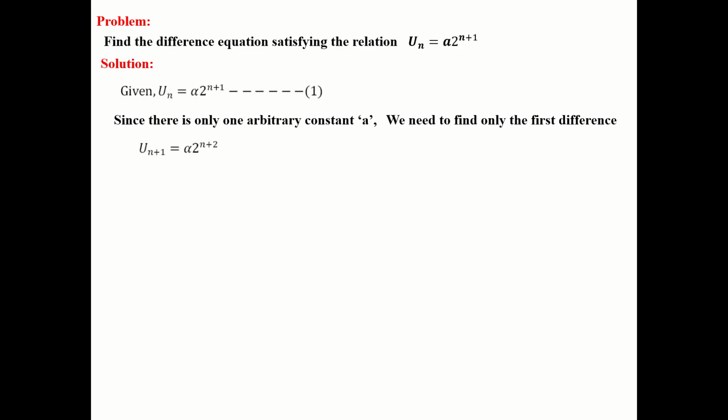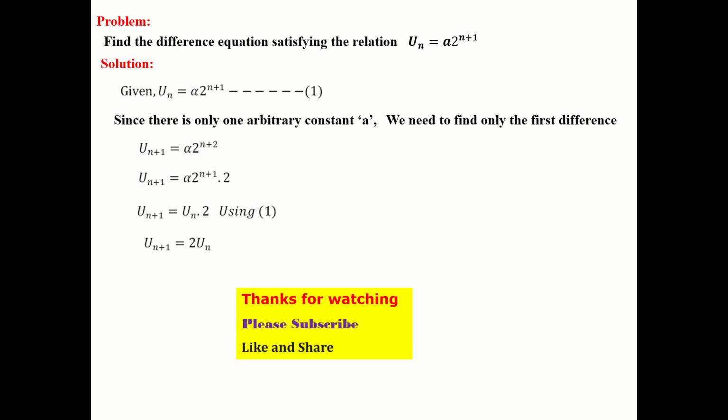So un plus 1 is equal to a into 2 power n plus 2, replacing n by n plus 1 in equation number 1. So you will get this one. That is un plus 1 is equal to a into 2 power n plus 1, separating 2 from 2 power n plus 2, right, into 2. But a into 2 power n plus 1 is equal to un, that is equation number 1, replacing. So un plus 1 is equal to un into 2. So un plus 1 is equal to 2 into un, right? There is no arbitrary constant a. So this is the difference equation for that particular relation. Thanks. We'll see in the next video.